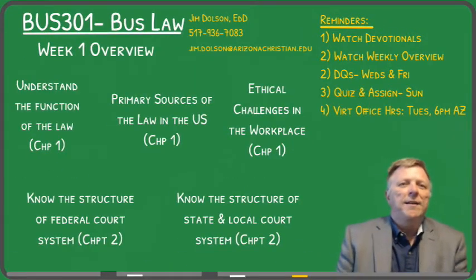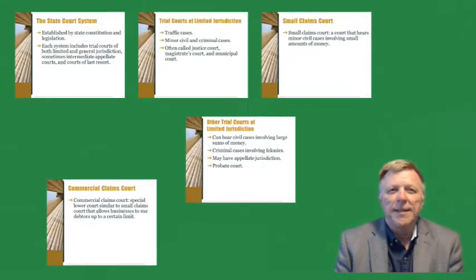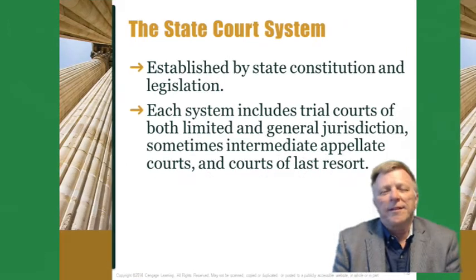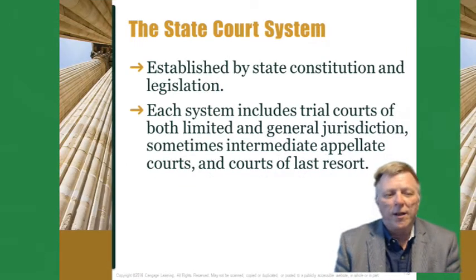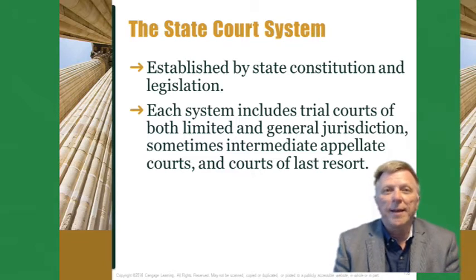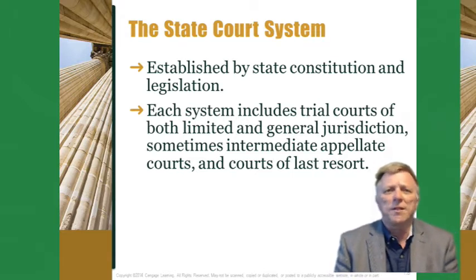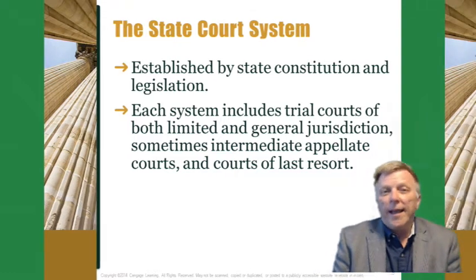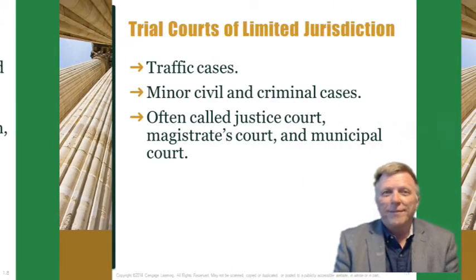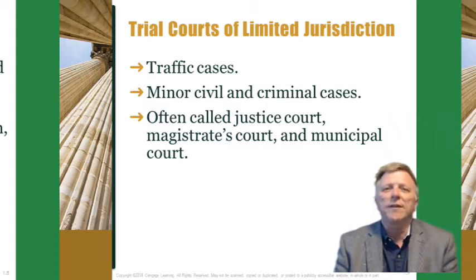Let's look at the structure of state and local court systems. So the state court system, obviously in your state, in Arizona or California, wherever you're at, as well as mine in Michigan, the state constitution establishes that. And there's a whole set of trial courts, and they have limited jurisdiction and general jurisdiction depending on what level of the court system they're at. At the local level, there's traffic court, if you will. Minor civil and criminal cases get tried at the local level, not the state level.